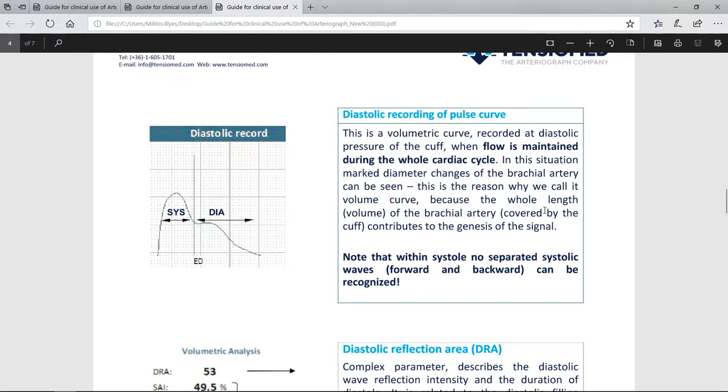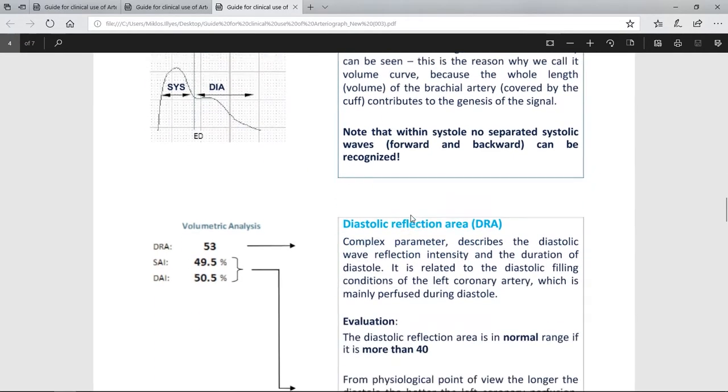It is worth mentioning that in the so-called diastolic cuff pressure signals, the first and second systolic waves cannot be seen, because only one total brachial diastolic pressure wave can be seen as the diastolic pressure curve, and you cannot distinguish the first and second systolic waves at the diastolic cuff pressure.